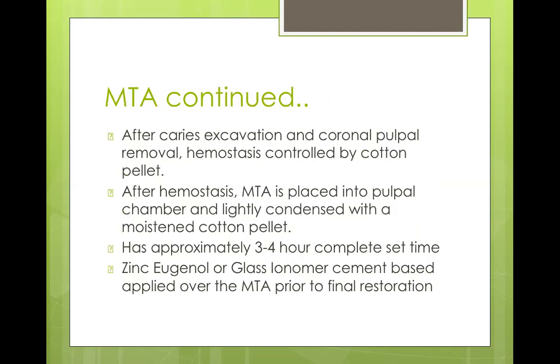After caries excavation and coronal pulp removal, control your hemostasis with your dry cotton pellet. Place your MTA, lightly condensed with a moistened cotton pellet, and you place your zinc oxide eugenol or glass ionomer on top of it. Because, like I said, MTA is expensive, so you can't fill the entire chamber with MTA. You just put your MTA at the bottom, just covering the orifices a little bit into your chamber, and then you fill with zinc oxide eugenol or glass ionomer. Then after that, you do your final restoration, like a stainless steel crown.